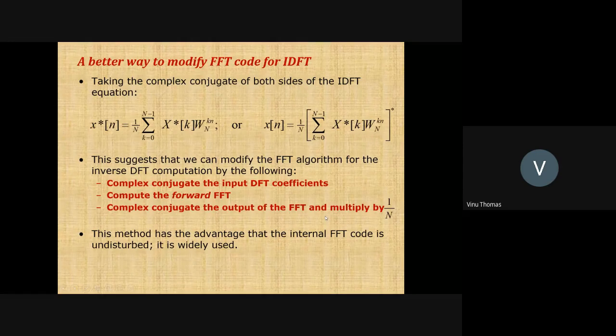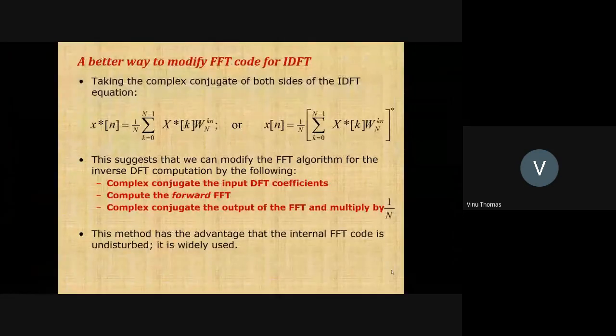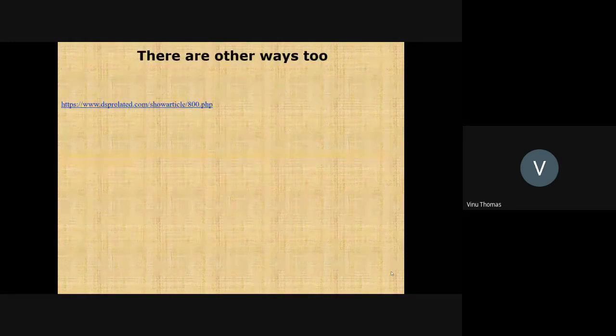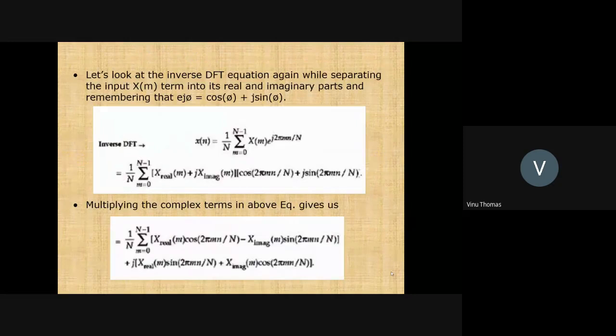So this is a very simple method to modify the FFT code to compute the IDFT. This is not in fact the only method to compute the IDFT, but this is the only method that is discussed in your textbook. There are other methods also. I will give you a website to look at these other methods. You will find it here. So we will discuss one more method here.